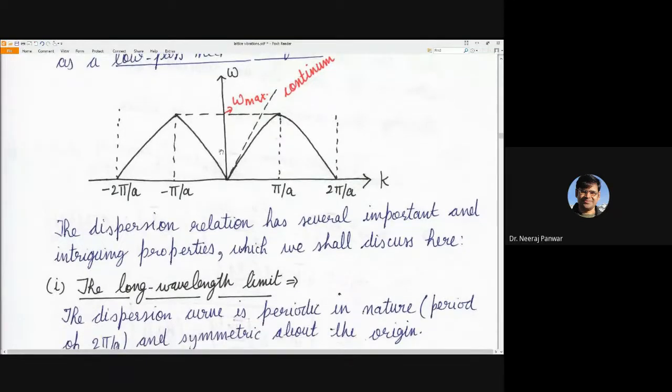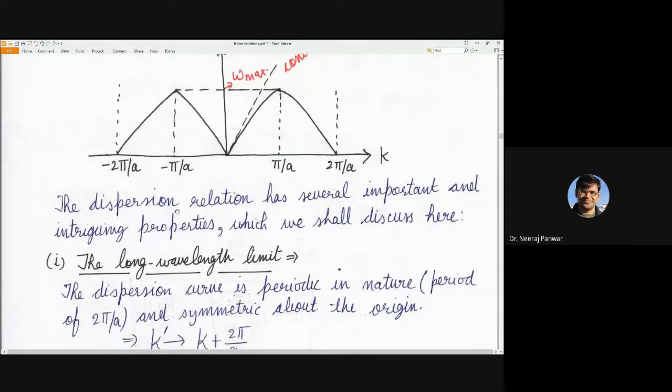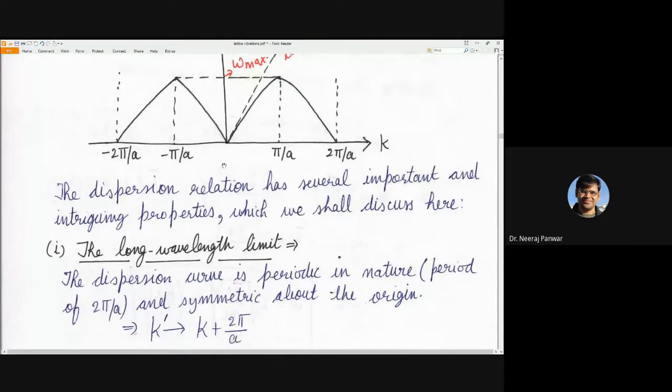So now we can understand this dispersion relation. First is the long wavelength limit. Long wavelength limit means smaller k, the wave vector. So we are considering only this region around the origin, around the zero wave vector.